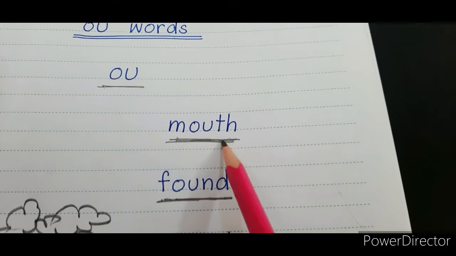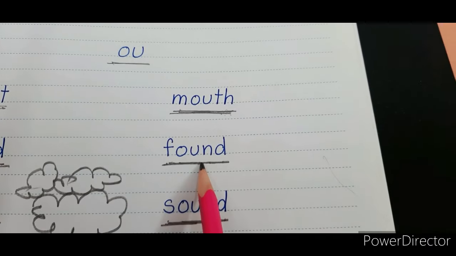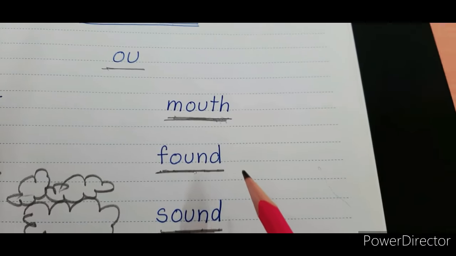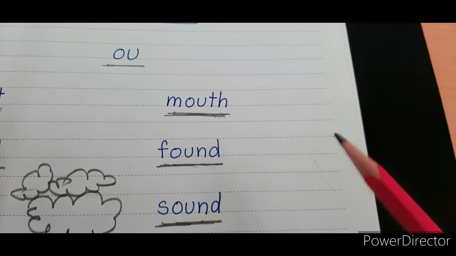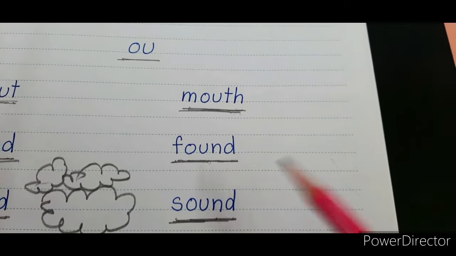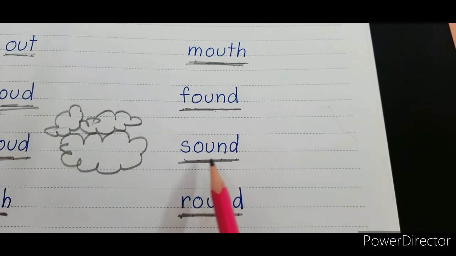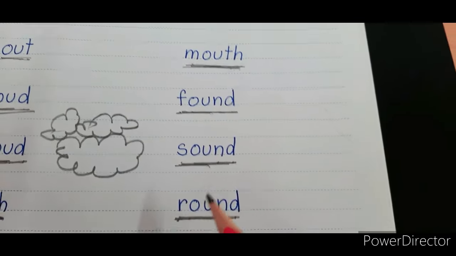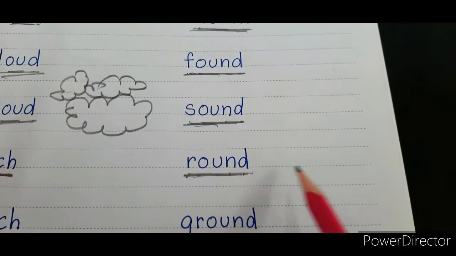Mouth, we eat food with our mouth. Found, found means mil gaya. Suppose you are looking for something and suddenly you see that or you get that. So you say, I found it. Mujhe wo cheez mil gayi. I found it. Sound, sound means awaz. You can hear my sound. Sound means awaz.